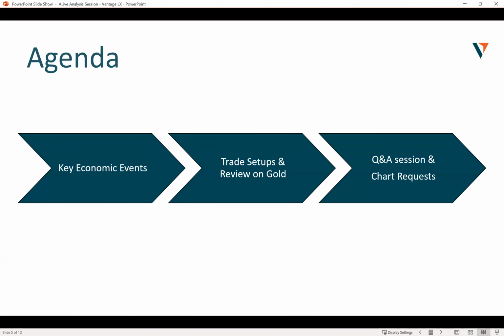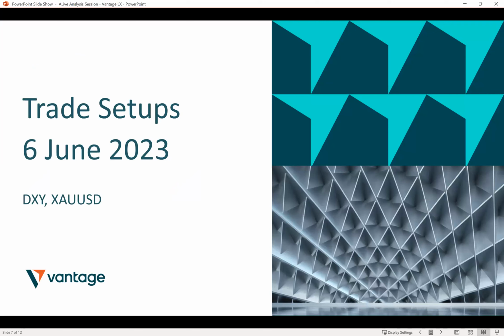Okay, so this is the agenda that we will be covering for today. We will first take a look at the key economic events, following which we will take a look at our trade setups. So today's focus will be on Aussie dollar, and also cover what we touched on Wednesday, right? So on Wednesday we covered gold, and then finally throughout the session, we will open the floor to Q&A. So if you have any questions, just feel free to type them in the chat box.